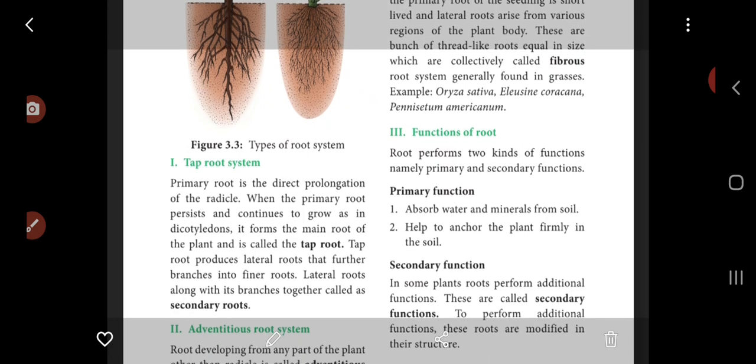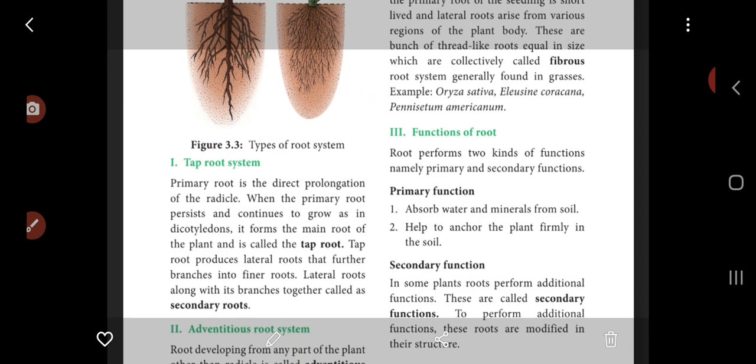Primary root is the direct prolongation of the radicle. So the first formed root is the primary root. The primary root is the prolongation that forms from the radicle. The first formed root from the radicle, what do we call it? Primary root. When the primary root persists and continues to grow as in dicotyledons, it forms the main root of the plant and it is called taproot system.